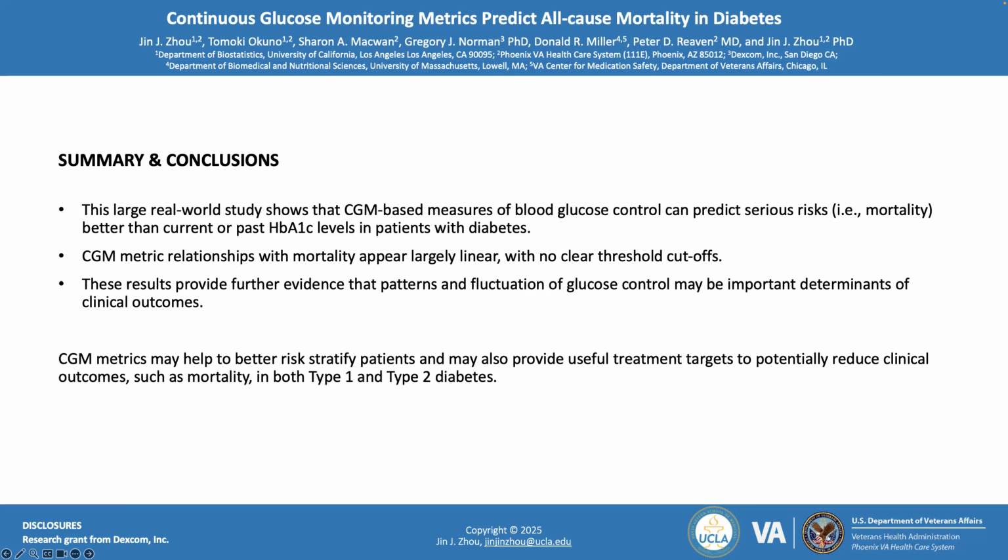Our results also suggest that both glucose patterns and fluctuations are critical for clinical outcomes. In conclusion, CGM metrics may enhance our ability to stratify patient risk and provide actionable targets to reduce mortality in both type 1 and type 2 diabetes.